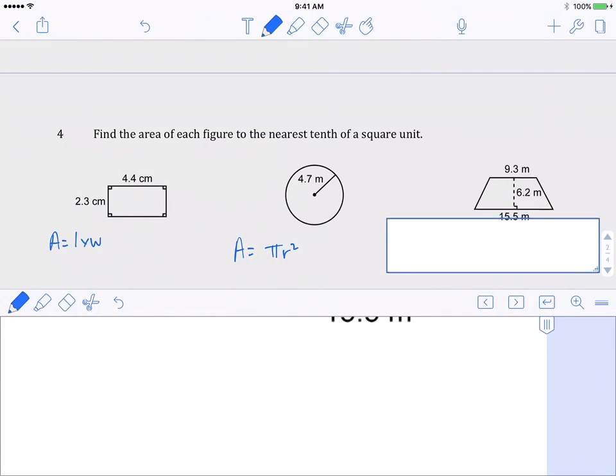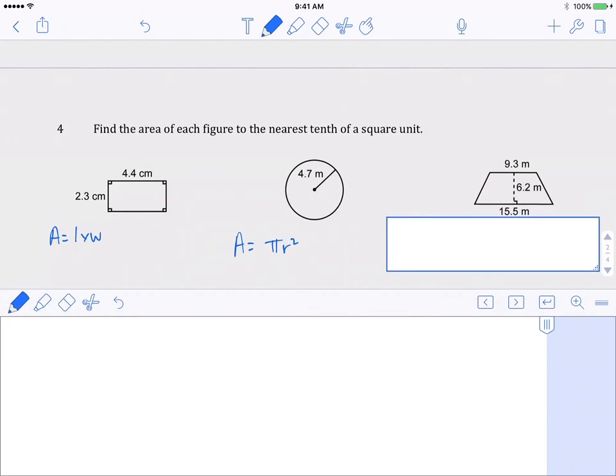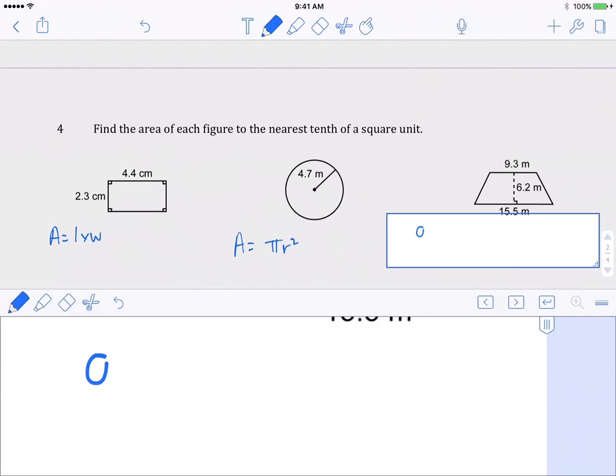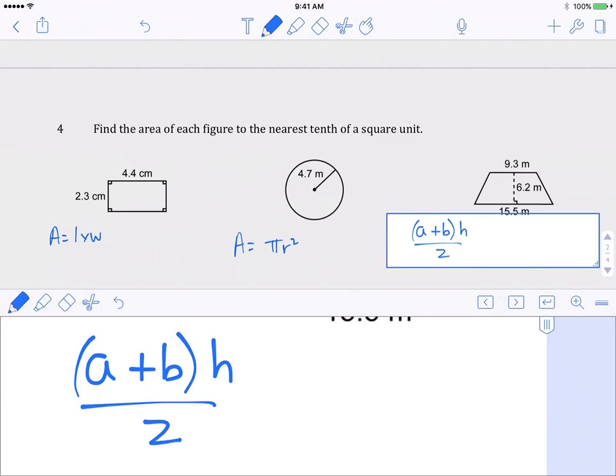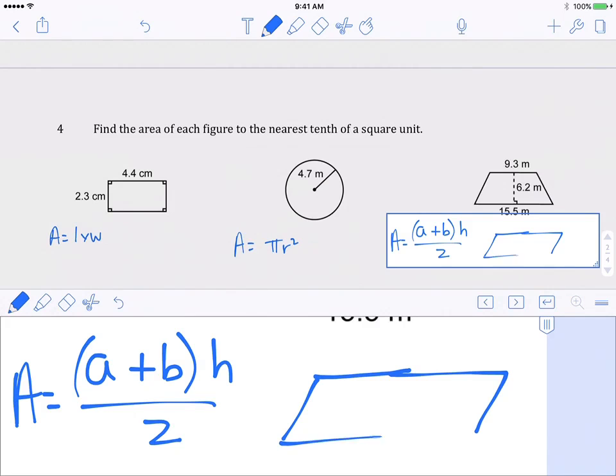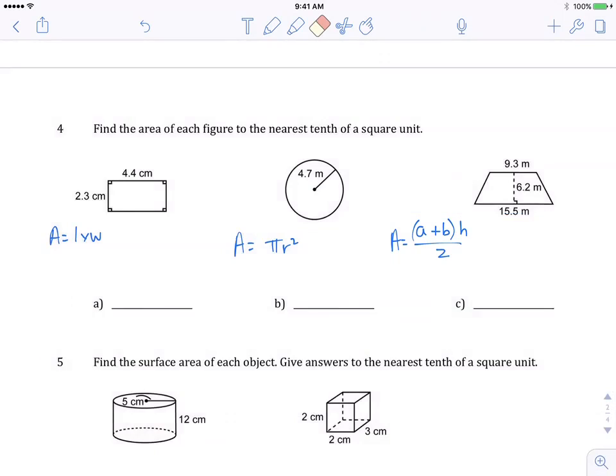And the area of a trapezoid, we've gone over this in class, I've done it on the board for you before, but just to refresh your memory, let's see if we can recall this. The formula for area of a trapezoid is (A plus B) times the height divided by 2. You might recall that a trapezoid is really a parallelogram that's been cut in half. You end up getting two trapezoids.